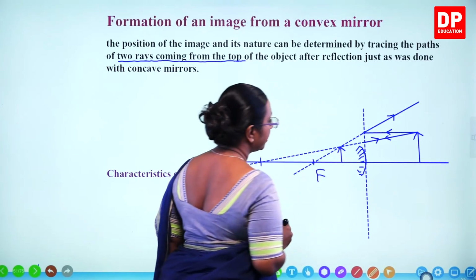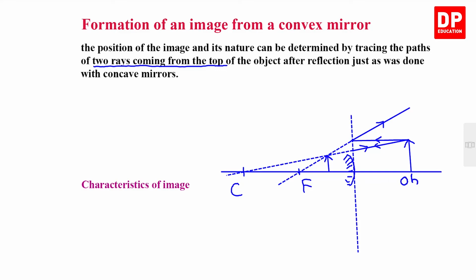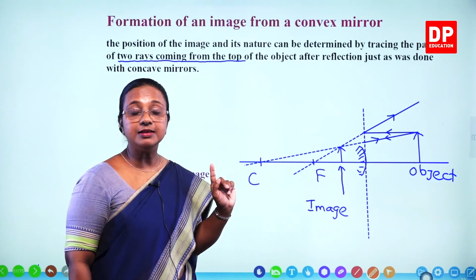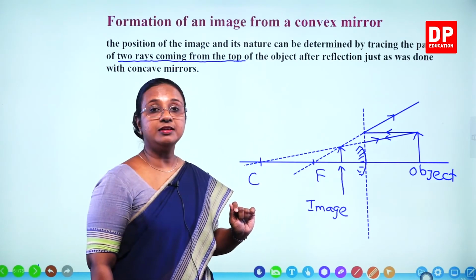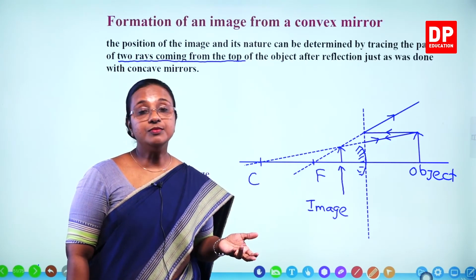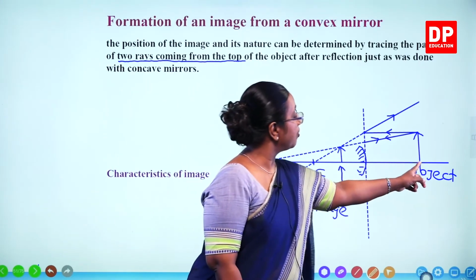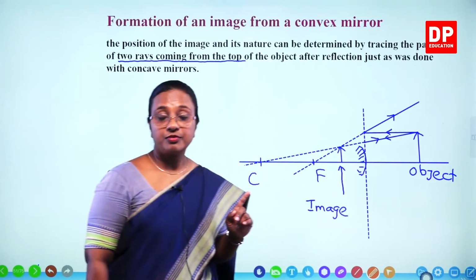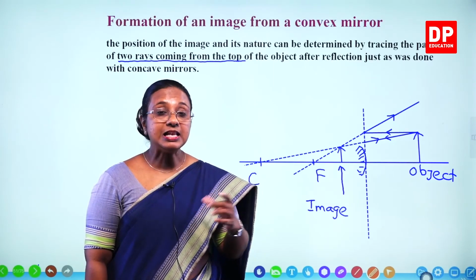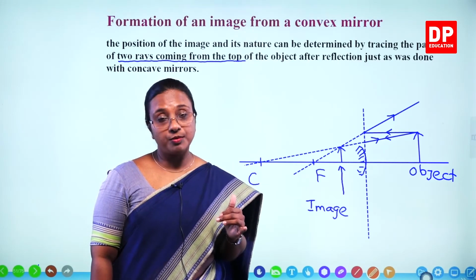Again, we have to show the direction of the image. This is the object and this is the image. Can you see the properties now? Image is within the mirror, inside the mirror. It's smaller than the object. It is upright and we cannot get it on the screen. So it's a virtual image. When you move the object closer and away from the mirror, the size of the image will slightly vary, but still it will be smaller than the object.